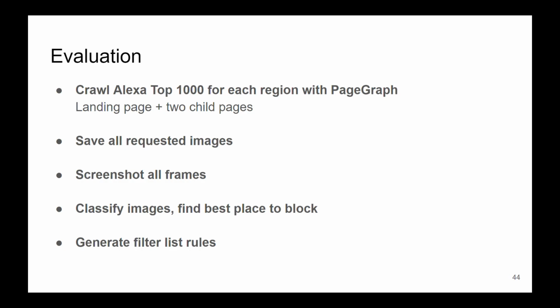And then we classify all the images and the frames with our classifier. And we also find the resources that would be blocked by the current lists, which in this case are the combined EasyList, EasyPrivacy, and the regional supplementary list. Then we generate the request chains and find the best place to block for all the resources that either our classifier or the current lists would say should be blocked. And based on this, we then generate some filter list rules.